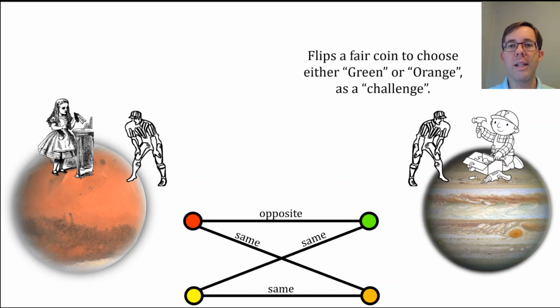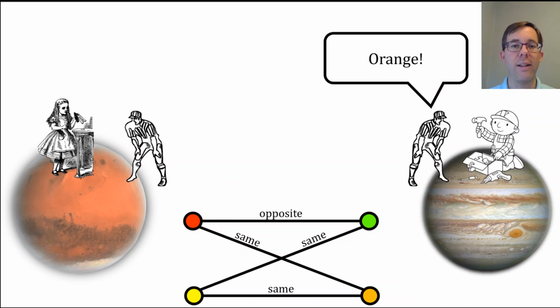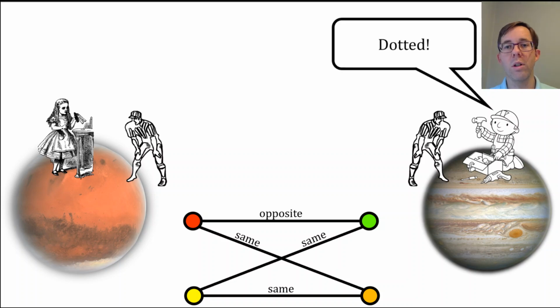Okay, and similarly over on Jupiter, Bob's referee is going to flip a fair coin to determine whether he'll issue the challenge green or orange. Okay, so he flips his coin, and it comes up one way or the other, and let's say he says orange. And then again, very promptly, Bob has to respond with either the phrase solid or dotted. And so that's what's going to happen on each of Mars and Jupiter. Looks a little funny, but this is how the game works, the magic trick works.